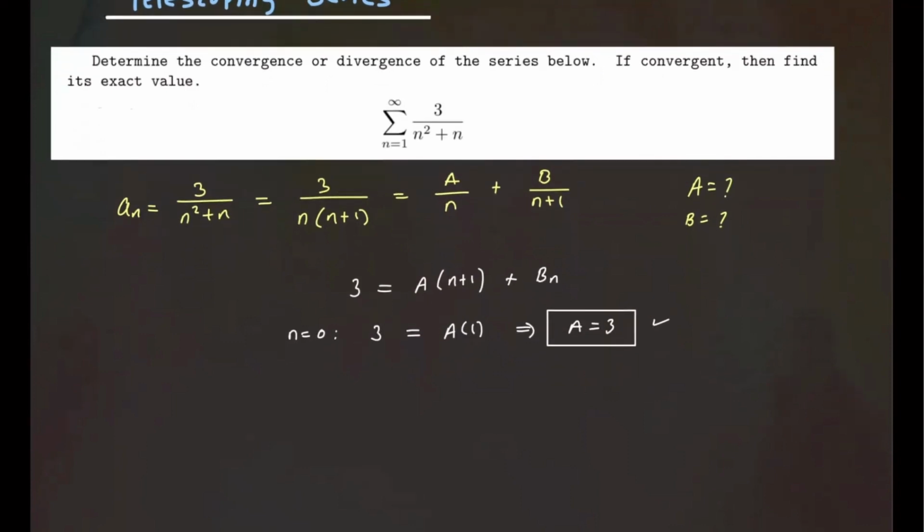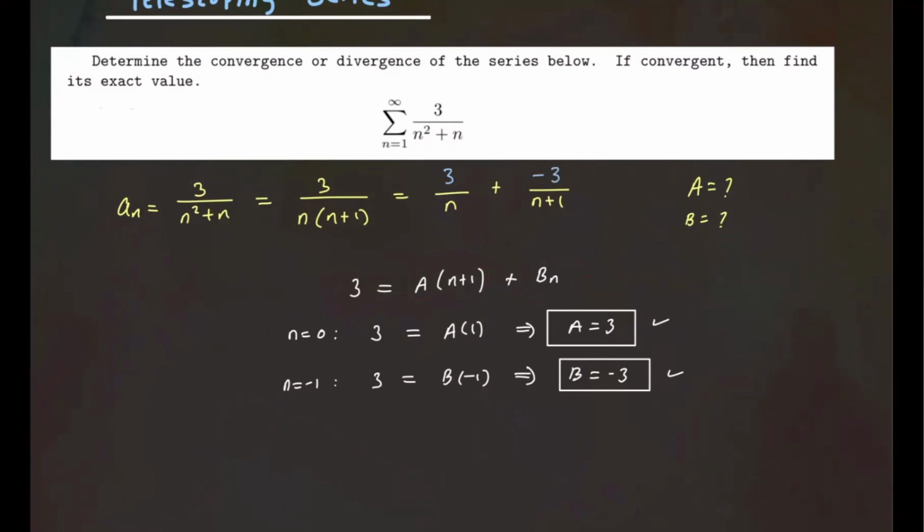Now to solve for B, I'm going to choose n to be -1. The reason is that if n is -1, the A term disappears from the equation, so we can successfully solve for B. If n is -1, on the left side we have 3. On the right side, we have B times -1, which gives us B equals -3. So not so crazy, we are able to solve for our constant terms successfully. I'm going to substitute them right here, so we know that A is 3 and B is -3.